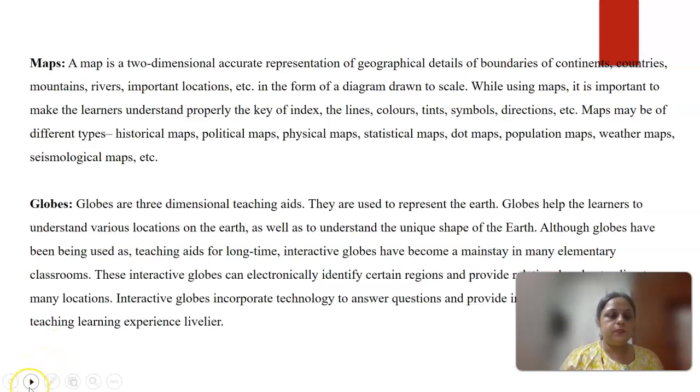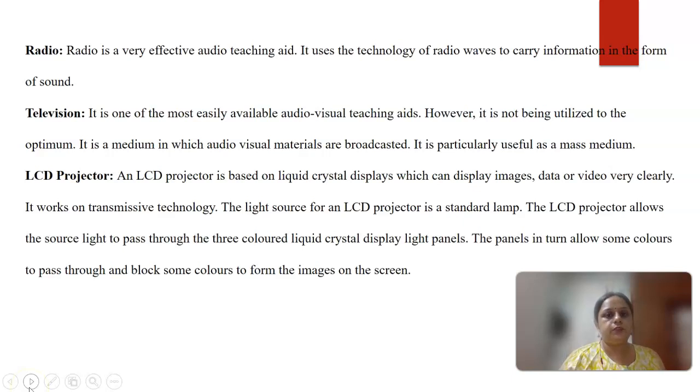Then after globes, there are other things like radio, which is also a very effective audio teaching aid, and it uses the technology of radio waves to carry information in the form of sound, and information can be transmitted into the classroom with the help of radio. Televisions are also there, have been there for a very long time, and they are the most easily available audiovisual aid, and it is not being used to its optimum. However, it could be used, and things can be broadcast with the help of a television inside the classroom, and it is particularly useful as a mass medium also.